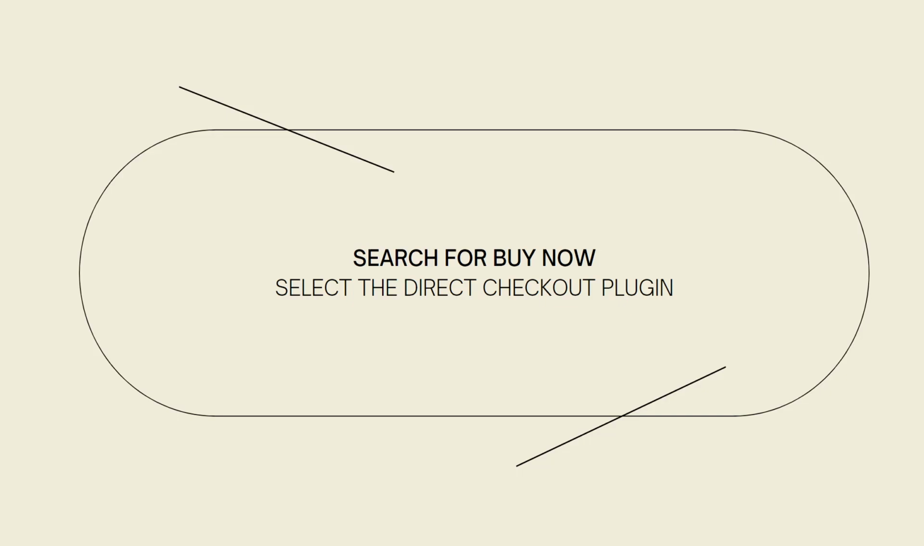I think it is the orange icon with the direct checkout name or text in the icon. Go ahead and install and activate the plugin. To do this, click on the install button beside the plugin, and once it is done installing, you should see the activate button.